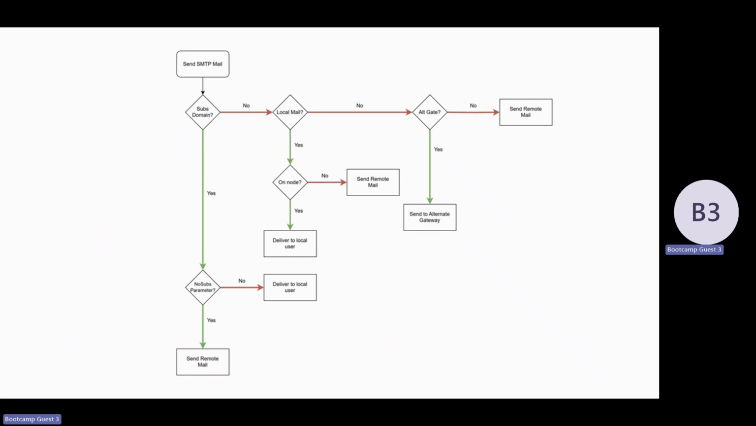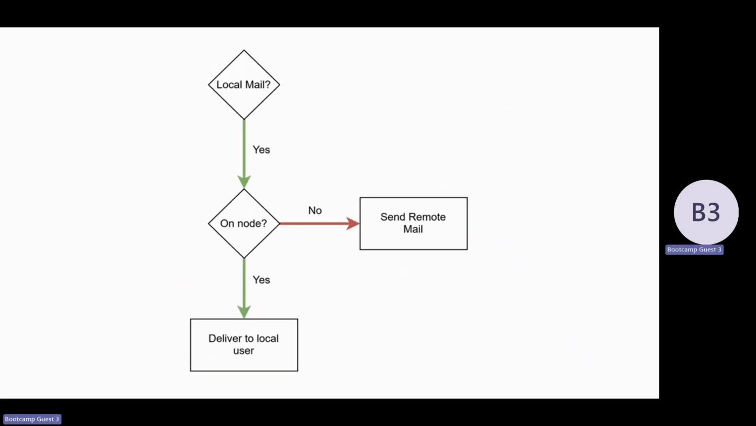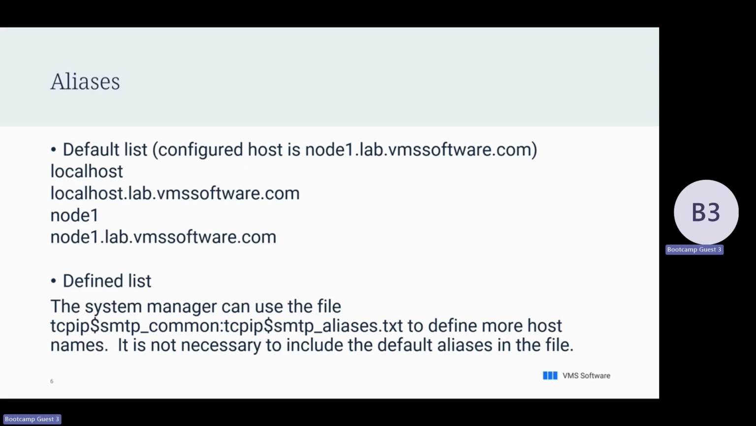So let's talk about local mail a little bit. We're going to talk about this little section here. Is it local mail? If yes, is it on the node? If it's not on the node, send it remote. Okay, so we have to take a little side trip. We can't just talk about the definition of local mail. I'll spoil it: we have this idea of aliases. There's a default list of aliases. It is your host name plus the domain, your local host plus the domain. In our case, we're using node 1 as our example.